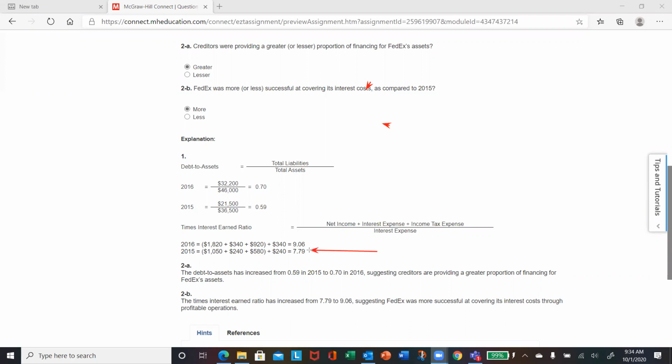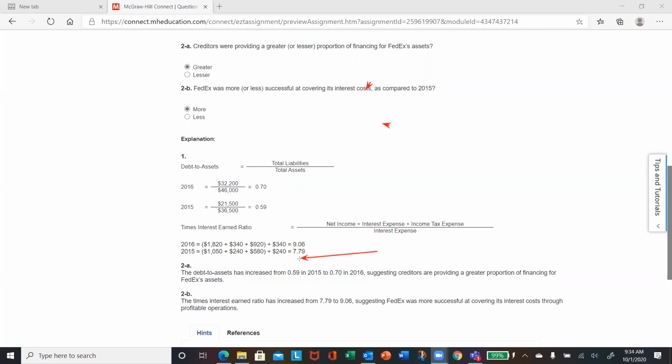So for the debt ratio, because it did increase, went from 0.59 to 0.7, I like their explanation. It suggests creditors are providing a greater proportion of financing for their fixed assets. So they're borrowing more money for their fixed assets. So sometimes that can be kind of risky. Typically, this number, you watch it pretty closely. You don't like it to be more than 0.5 if you can help it.